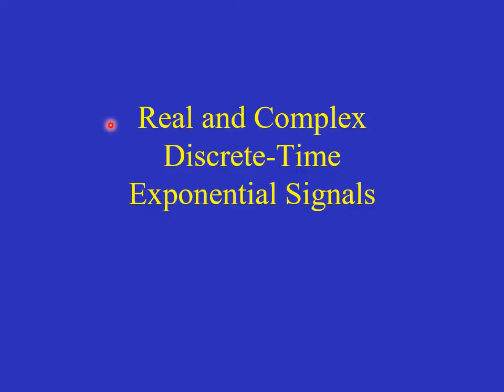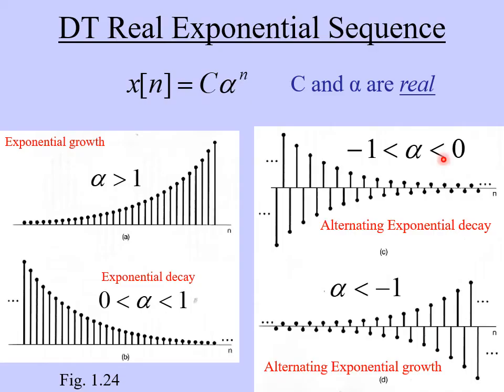Let's now turn to real and complex discrete time exponential signals. So we'll start with the discrete time real exponential sequence. We can write it mathematically as x of n. Remember, sequences have the index n inside of those square brackets. x of n is equal to c times alpha to the n, where we'll let c be a real number, alpha is sort of the base here, and we'll let alpha, in this case, be a real number also. Remember, n is kind of like our time variable here.